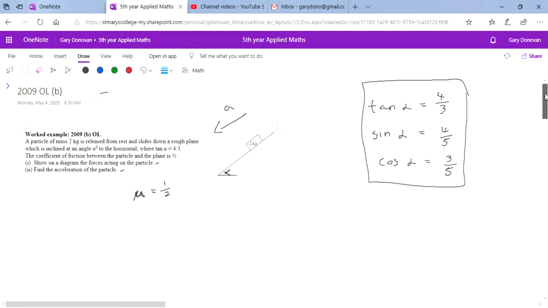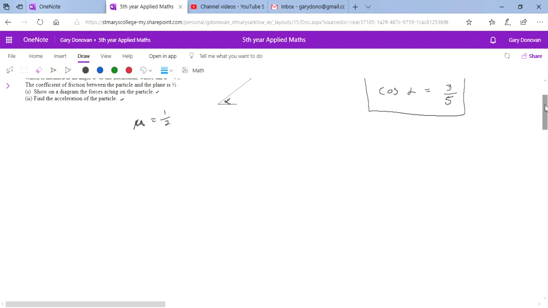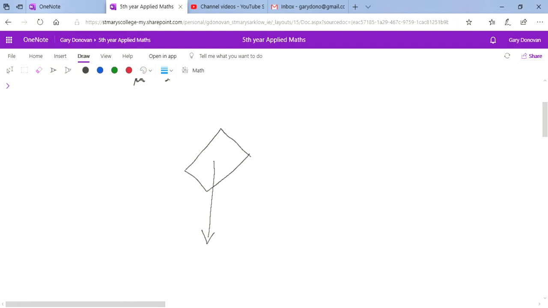So this is a good practice one for the forces again. So we have our particle and there's no force acting on it other than its own gravity at the start. Gravity acts straight down. Its weight is equal to mass times g, so its mass is 2 and that's 2g.